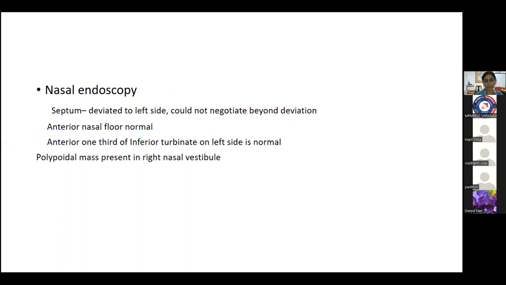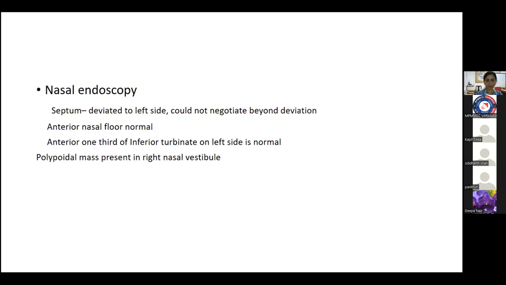Septum was deviated towards the left side, could not negotiate beyond the deviation. Anterior nasal floor was normal. Anterior 1/3 of inferior turbinate on left side was normal. Polypoidal mass was seen in the right side of nasal vestibule.